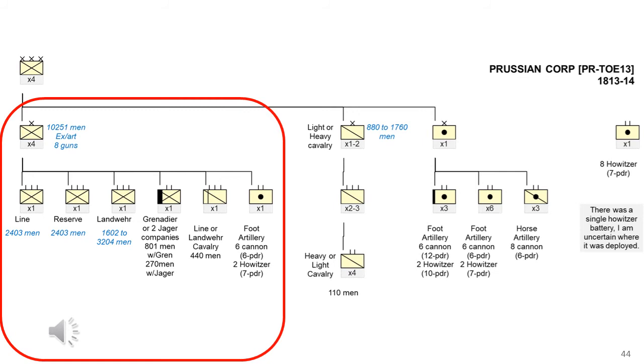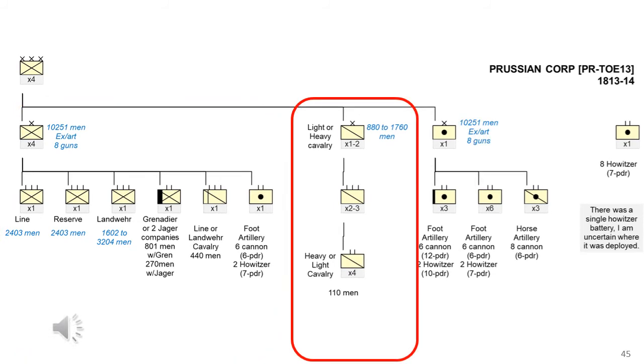In addition, there was either a single Grenadier battalion or 2 Jager companies attached. The cavalry support came in the form of a line or Landwehr light cavalry regiment, and an artillery battery was attached as well. The cavalry brigade consisted of between 2 and 3 cavalry regiments, which in turn were made up of 4 squadrons of cavalry each. The cavalry was a mix of regular, reserve and Landwehr cavalry.